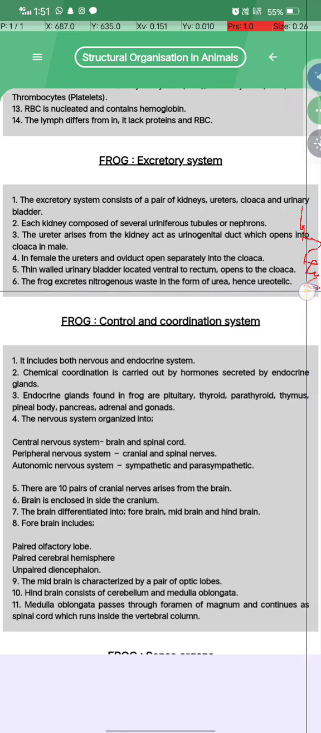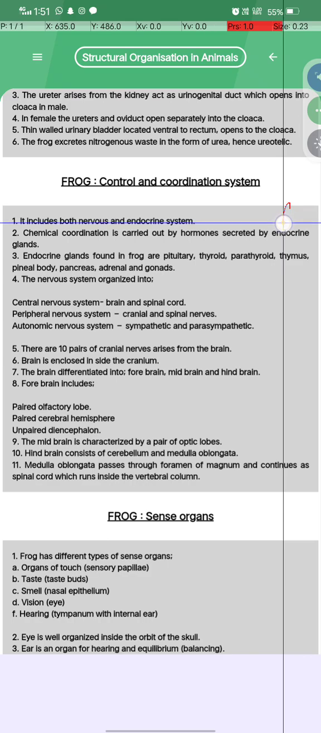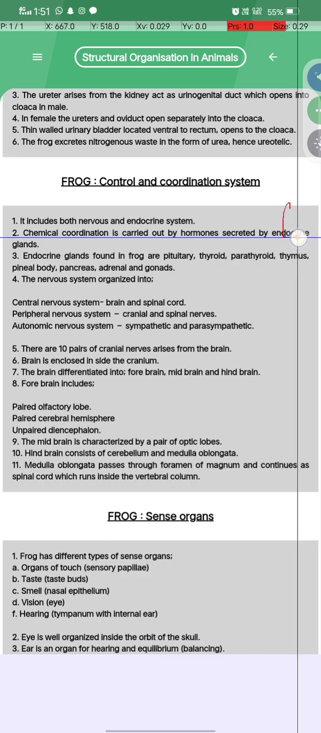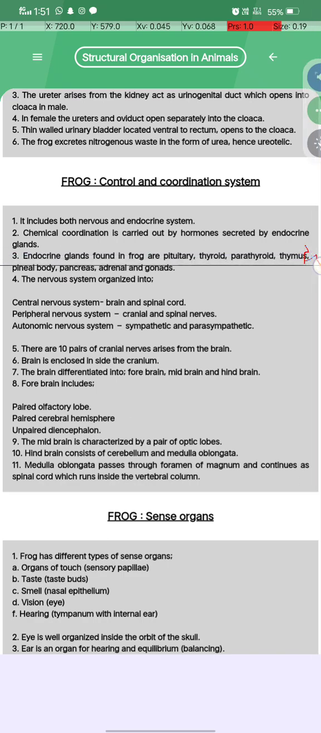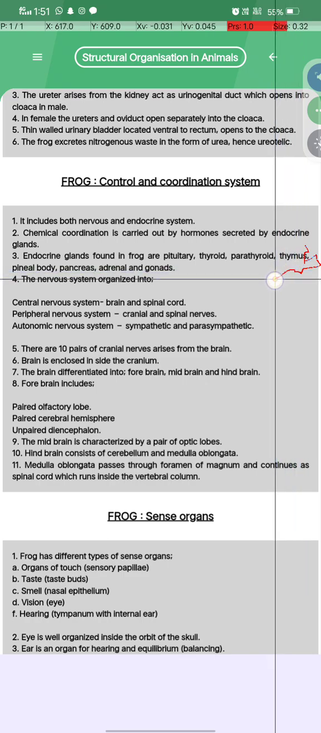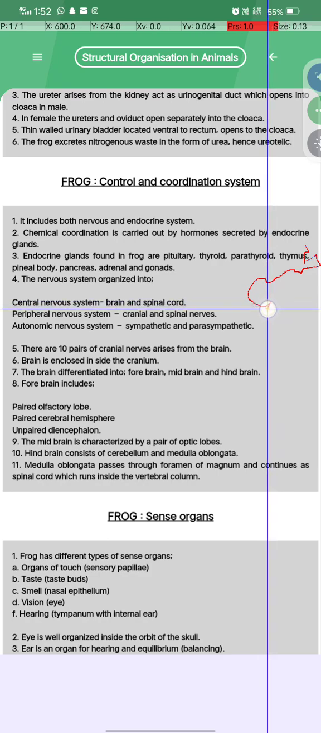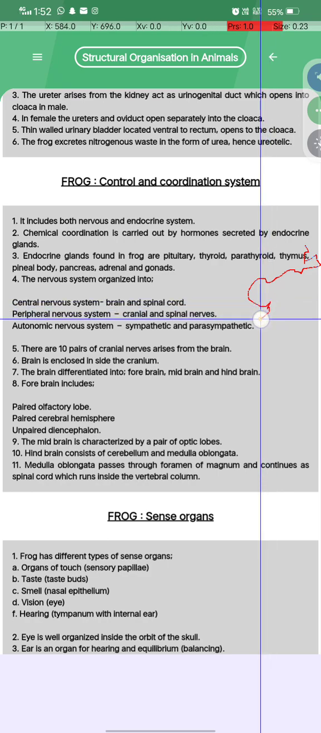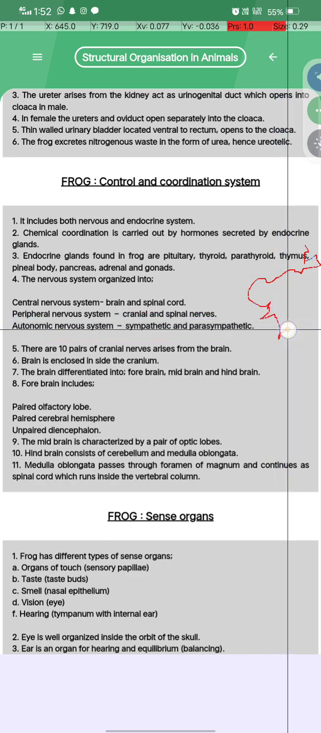Frog control and coordination system. It includes both the nervous and the endocrine system. The chemical coordination is carried out by hormones secreted by the endocrine glands. Endocrine glands found in the frog are the pituitary gland, thyroid, parathyroid, thymus, pineal body, pancreas, adrenal gland, and gonads. The nervous system is organized into the central nervous system, brain and spinal cord; the peripheral nervous system, cranial and spinal nerves; and the autonomic nervous system, sympathetic and parasympathetic.